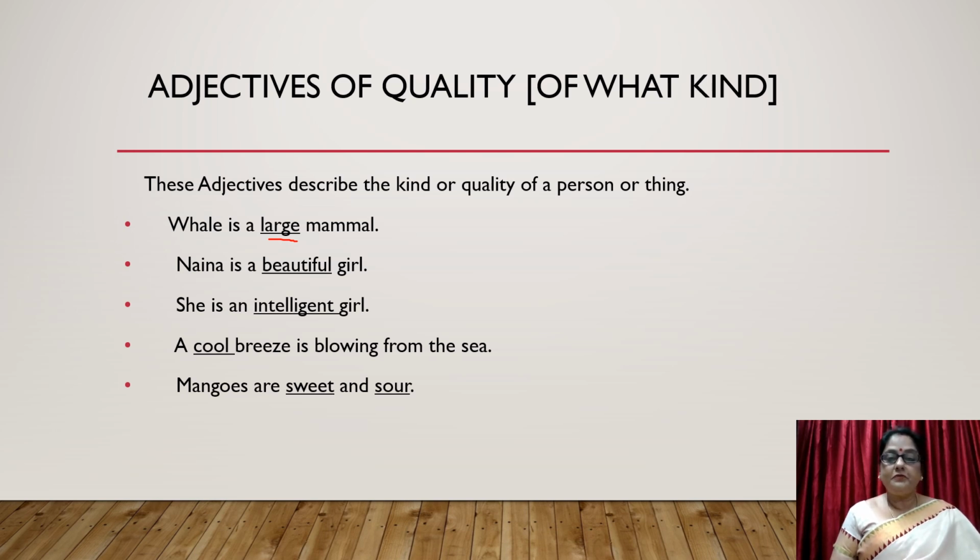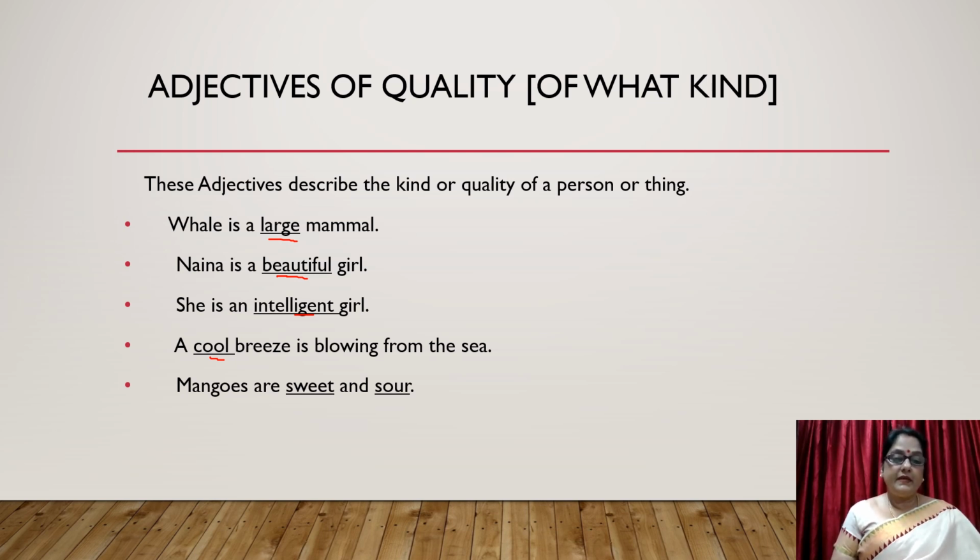Nana is a beautiful girl. What kind of a girl is Nana? She is a beautiful girl. And this beautiful is an adjective of quality. She is an intelligent girl. Intelligent, again, a quality of a girl. A cool breeze is blowing from the sea. Now, cool. What is the quality of the breeze? It is cool. So, again, this is an adjective of quality.